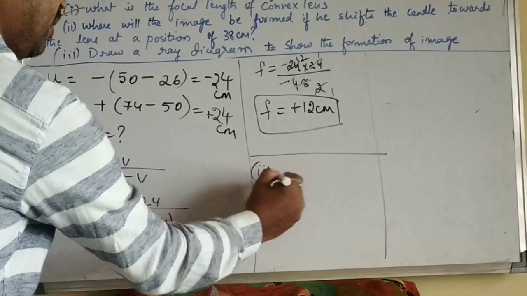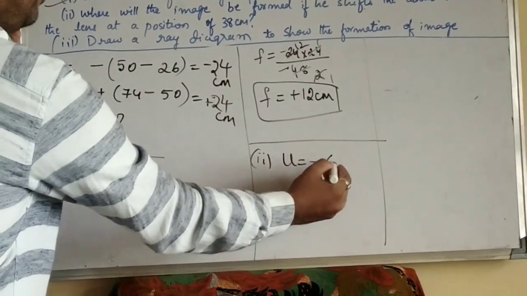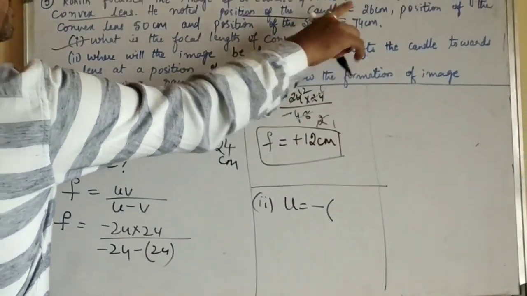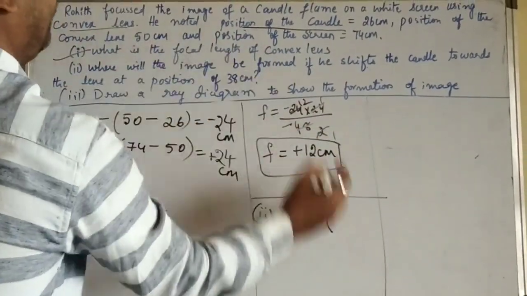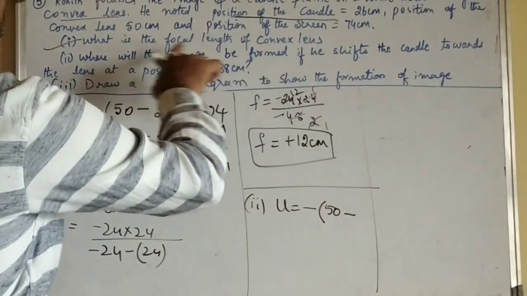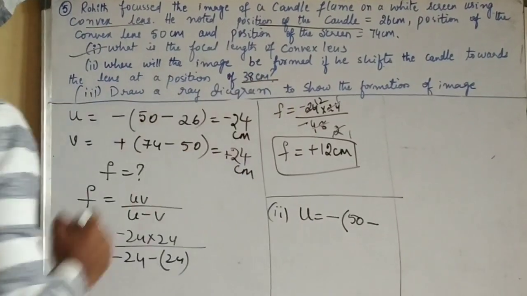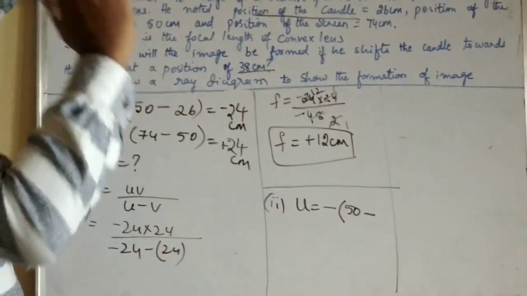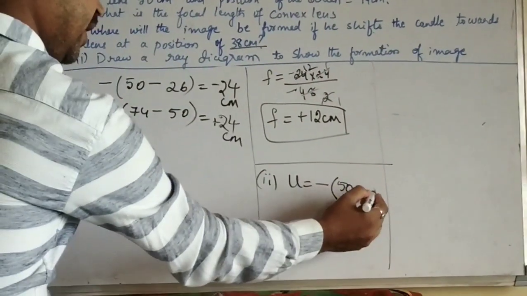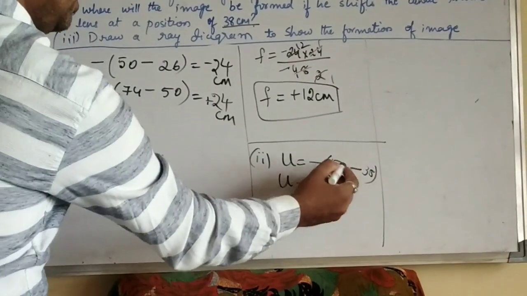Therefore, for the second problem we have to find out u. So u, again with the sign convention, negative. The lens is at a distance of 50 minus the new position that he has shifted to, which is 38 centimeter. Now from 26 to 38 he is shifting. So 50 minus 38 you have to find out. Then u is equal to what?